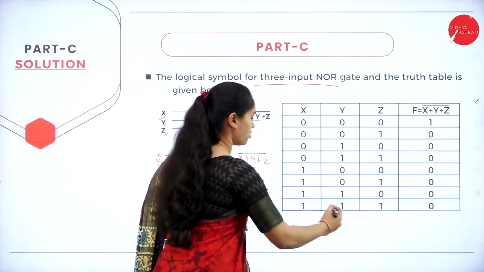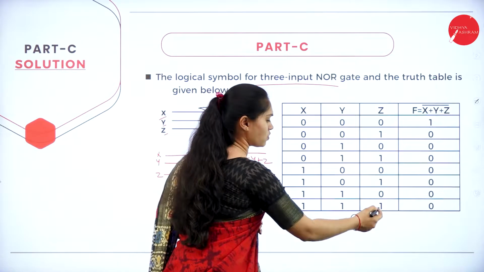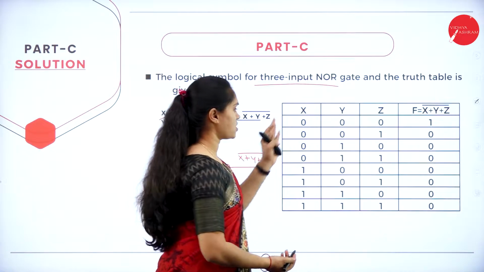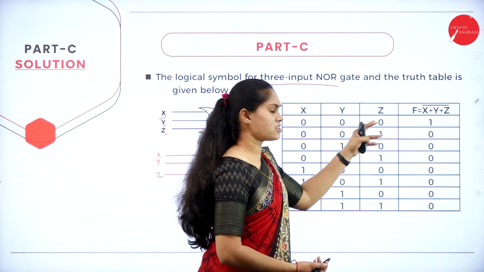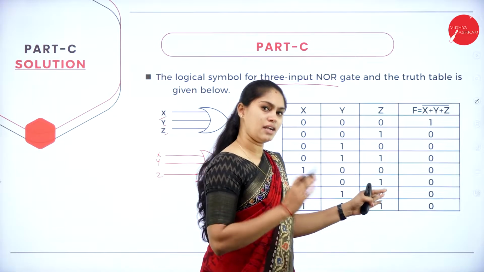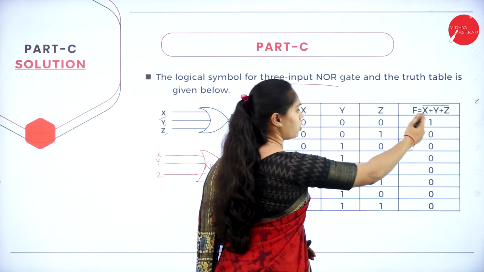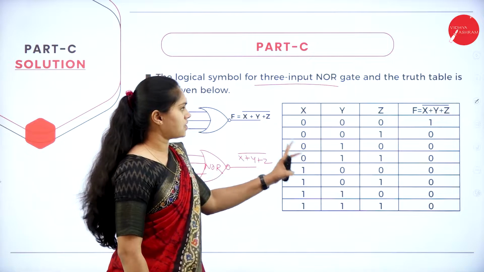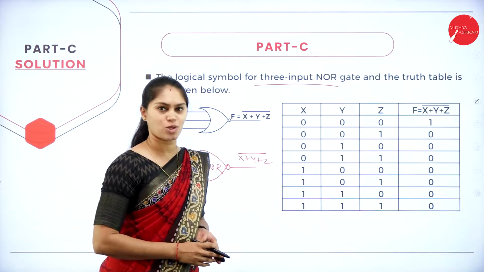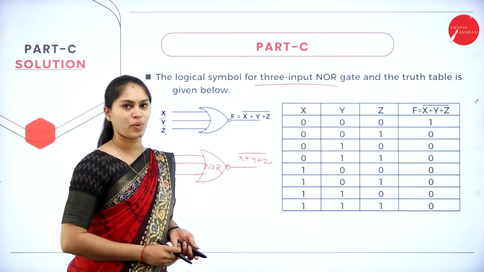So here 1 plus 1 is 1, 0 plus 1 is 1. If it is 1, then it will be inverted to 0. 0 plus 0 is 0, 0 plus 0 is 0. If the output of x plus y plus z is 0, it is inverted to 1. This is the truth table along with the logical symbol. In this way, you have to write the solution for these kinds of questions.